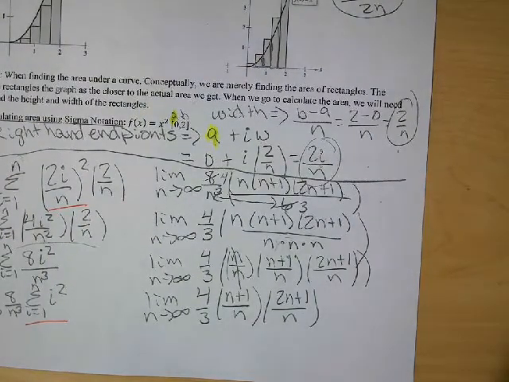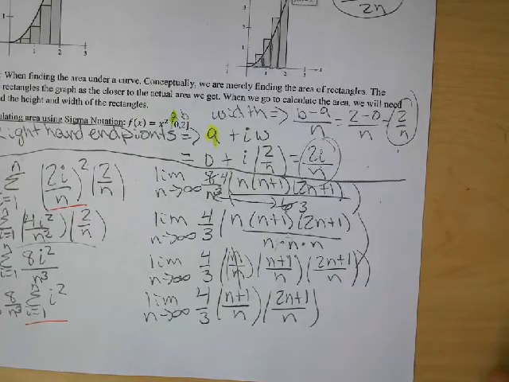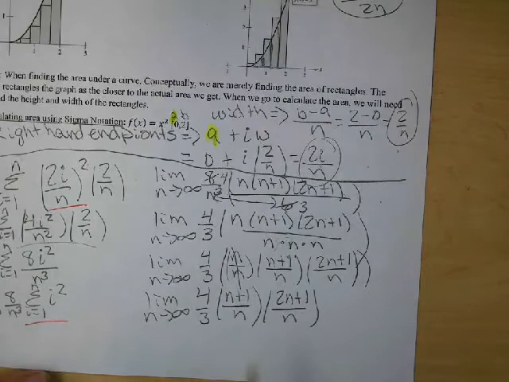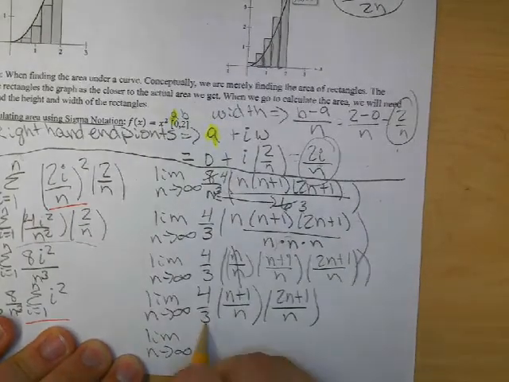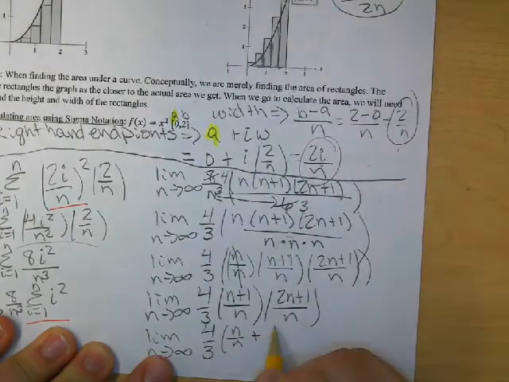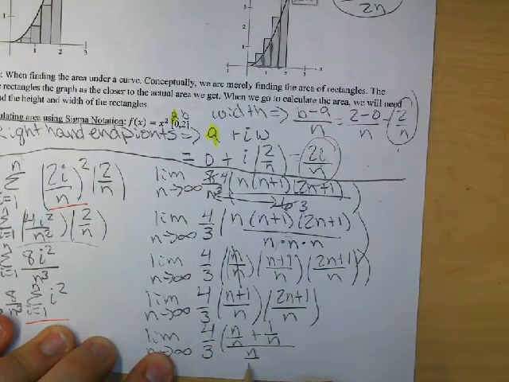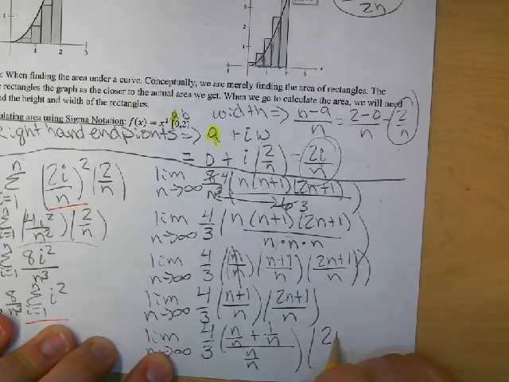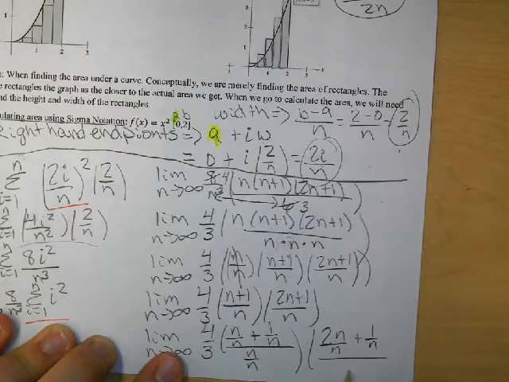Now, I remember taking the limit at infinity, but what do I need to remember to do? Divide by the highest power. Yeah, divide by the highest power denominator. I'm just going to do that quick. That's the limit as n approaches infinity of 4 thirds. This is going to be n over n plus 1 over n, divided by n over n. And then this is going to be 2n divided by n plus 1 over n, divided by n over n.